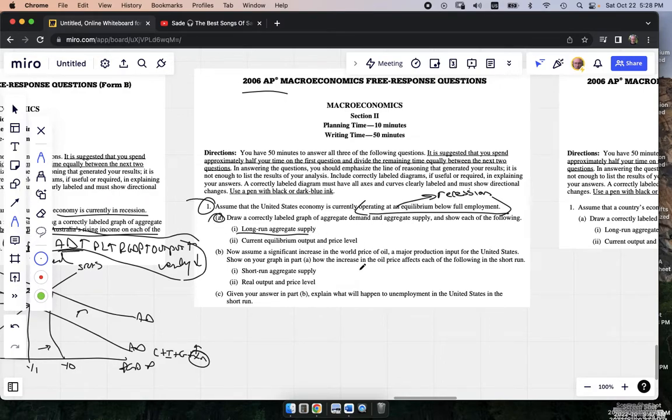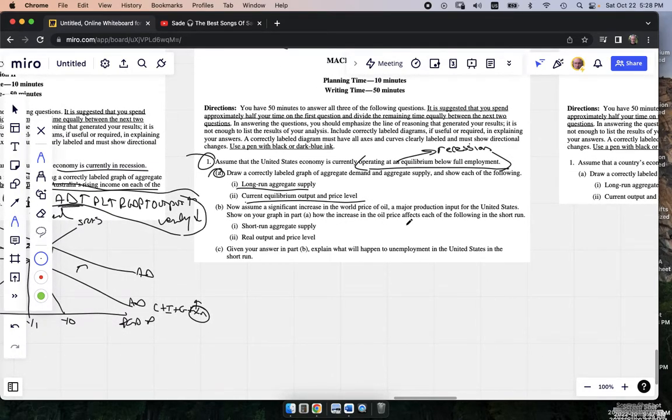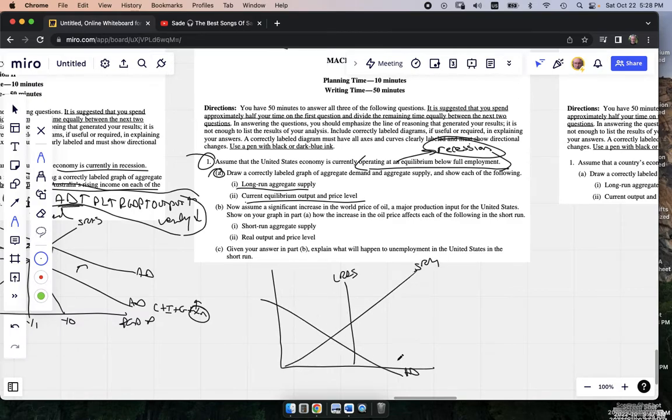They do want a long-run aggregate supply, and they do want us to be at our current equilibrium output in a recession. So I would draw it. Again, you and I don't need to talk about it. We've done this enough so far. We are in a recession. Price level, real GDP, PL1, Y1, YF. They didn't ask for it, but I might as well know where it all is. So I do it the same way like a child every time. Current equilibrium output and price level, we're done.